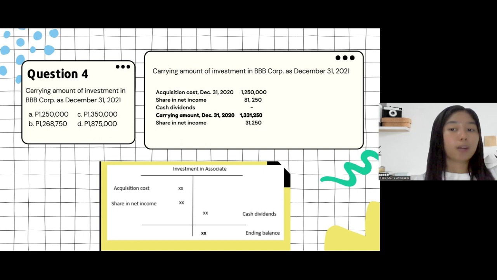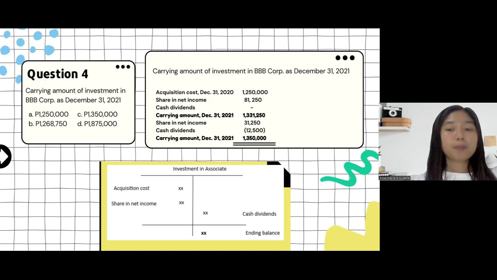The share in net income will be 31,250. How did we get that? Yes, by multiplying 125,000 income by 25%. BBB had cash dividends for the year amounting to 50,000, which will be recorded as, yes, very good, as 12,500. We multiplied 50,000 by 25%. So the carrying amount as of December 31, 2021 is 1,350,000, which is letter C.